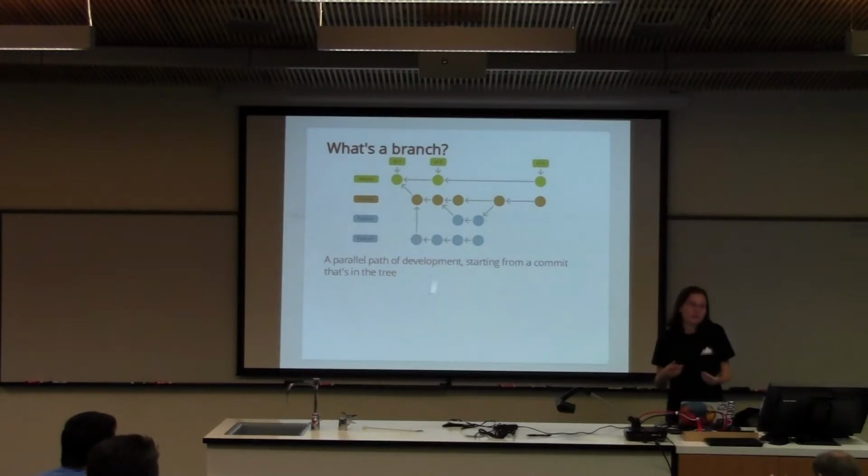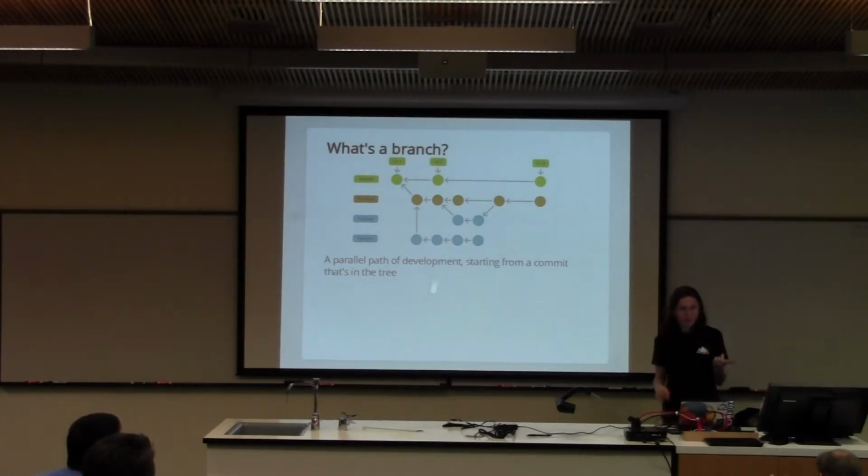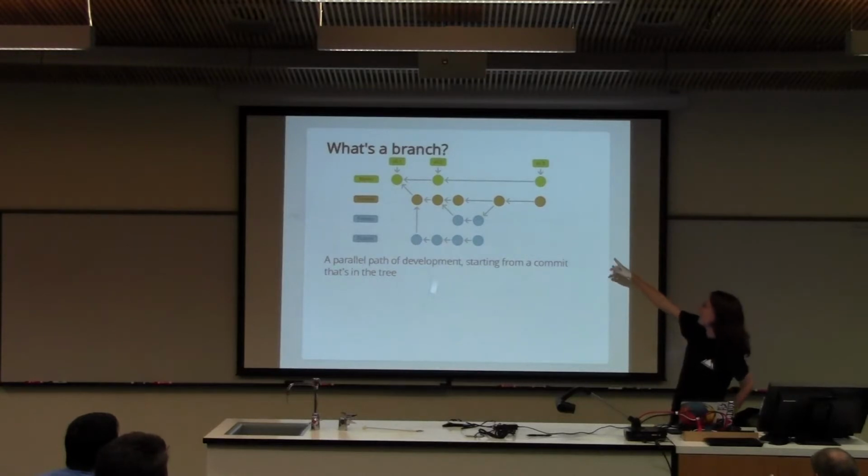We don't want to have to rewrite history. We don't want to have to wait a long time. So we want to just take a parallel path of development. A branch starts from a commit, and you'll notice that the arrows kind of look like they're pointing backwards.